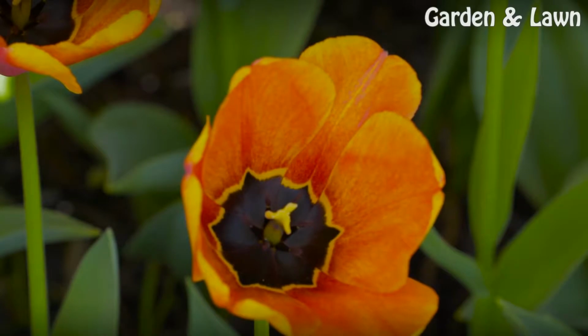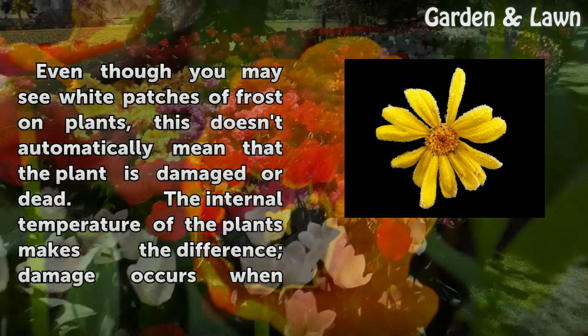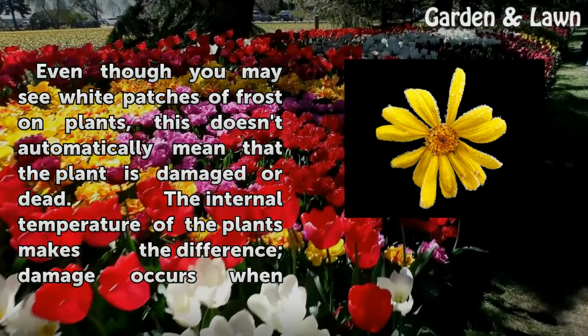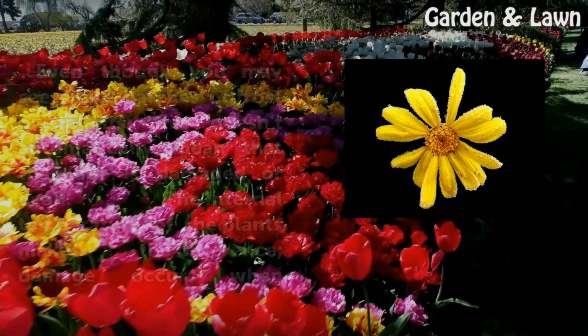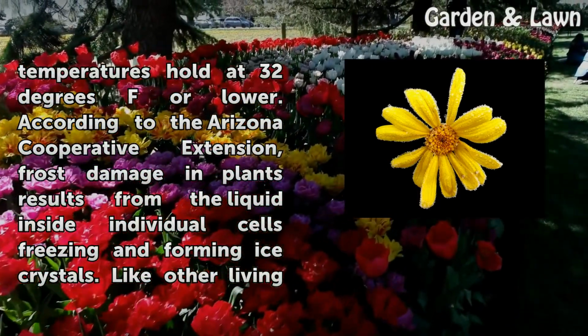Damage. Even though you may see white patches of frost on plants, this doesn't automatically mean that the plant is damaged or dead. The internal temperature of the plants makes the difference. Damage occurs when temperatures hold at 32 degrees Fahrenheit or lower.